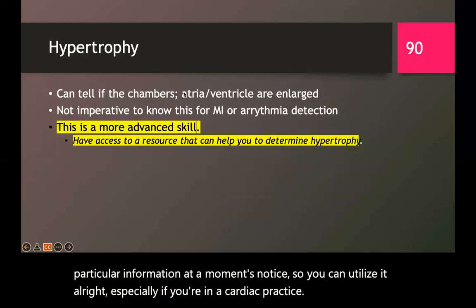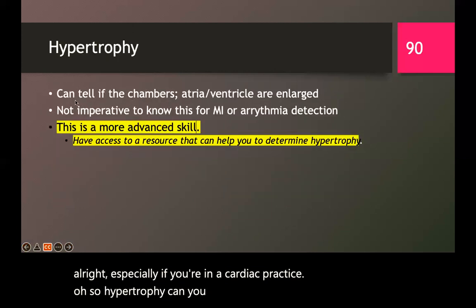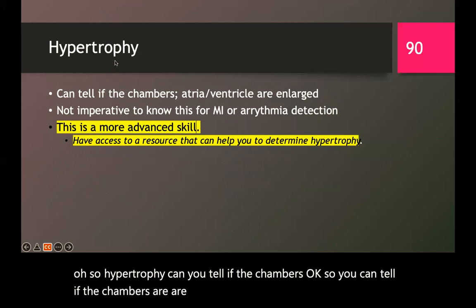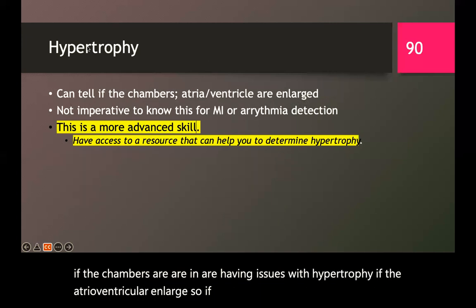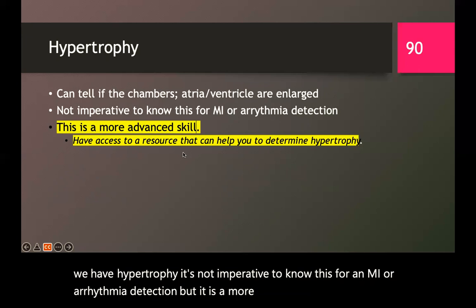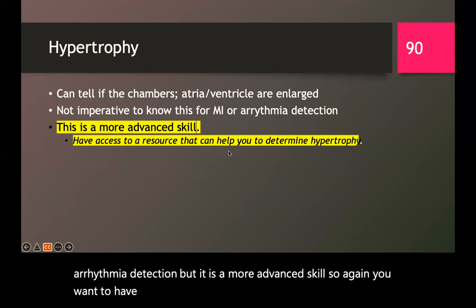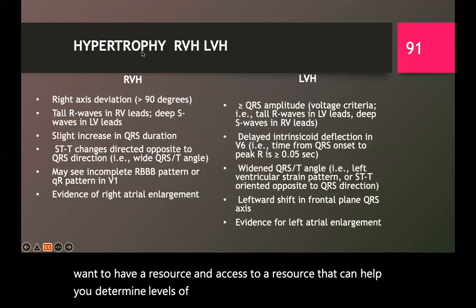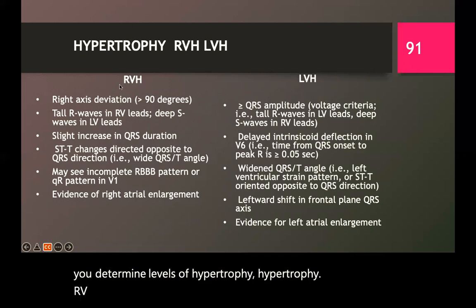Hypertrophy. Can you tell if the chambers are having issues? You can tell if the chambers are having issues with hypertrophy if the atrium or ventricle are enlarged. It's not imperative to know this for MI or arrhythmia detection, but it is a more advanced skill. So again, you want to have access to a resource that can help you determine levels of hypertrophy, RVH or LVH, right ventricular hypertrophy versus left ventricular hypertrophy.